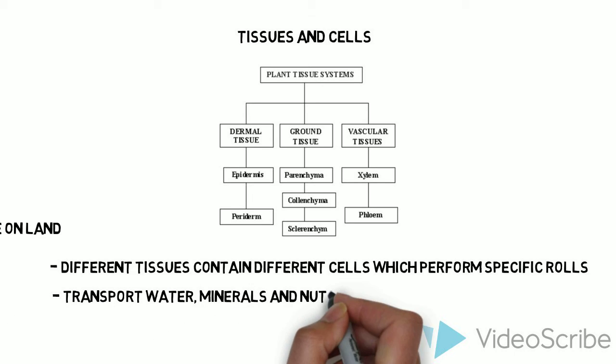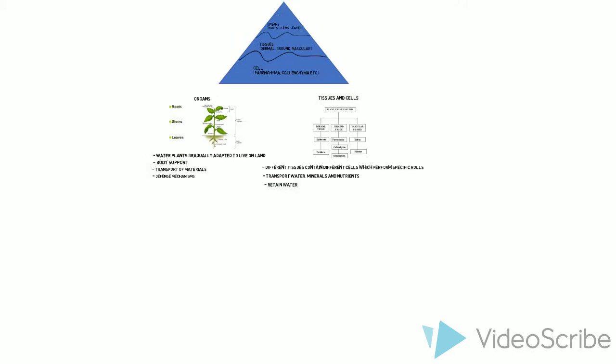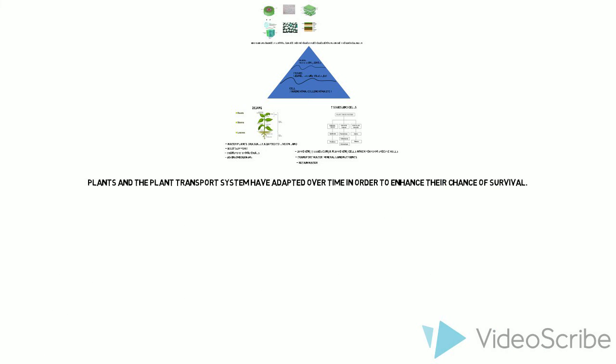A logical reason that these two elements of plants are below the organs in the hierarchy is because without the organs protecting the tissues and cells, they would not be able to function correctly. Tissues and cells, however, are able to increase a plant's chance of survival because they transport water and minerals and retain water within the plant. Plants in the plant transport system have adapted over time in order to enhance their chance of survival.